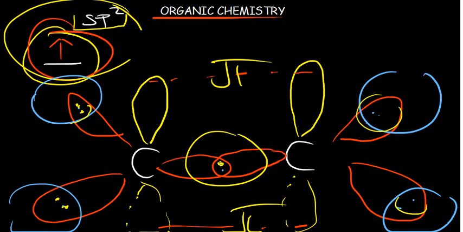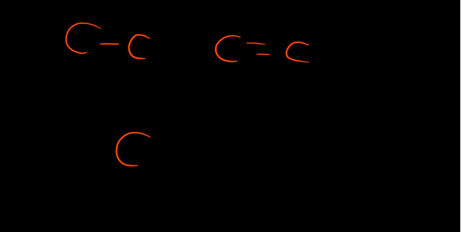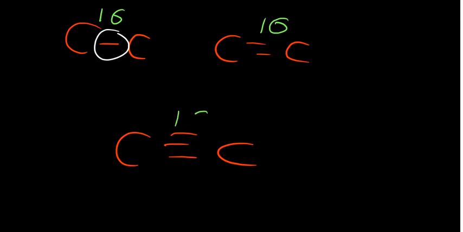So then what else did I talk about? I also made an emphasis: when you talk about a single bond, a double bond, a triple bond, how many sigma bonds are there? A single sigma bond. How many sigma bonds are here? Single sigma bond. How many sigma bonds are there? Single. Pi bonds? 0 pi bonds. 1 pi bond. 2 pi bonds.